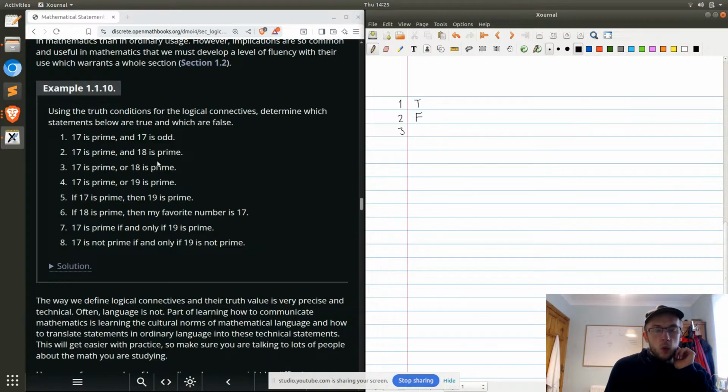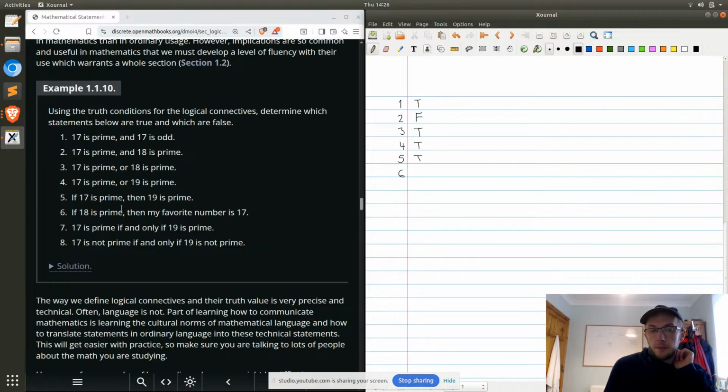17 is prime or 18 is prime. That's true, that's false, connected by a disjunction, and therefore it evaluates as true, because only one of the atomic statements has to be true. 17 is prime or 19 is prime. Well, they're both true, so that's fine. If 17 is prime, then 19 is prime. A truth implies a truth. It sure does.